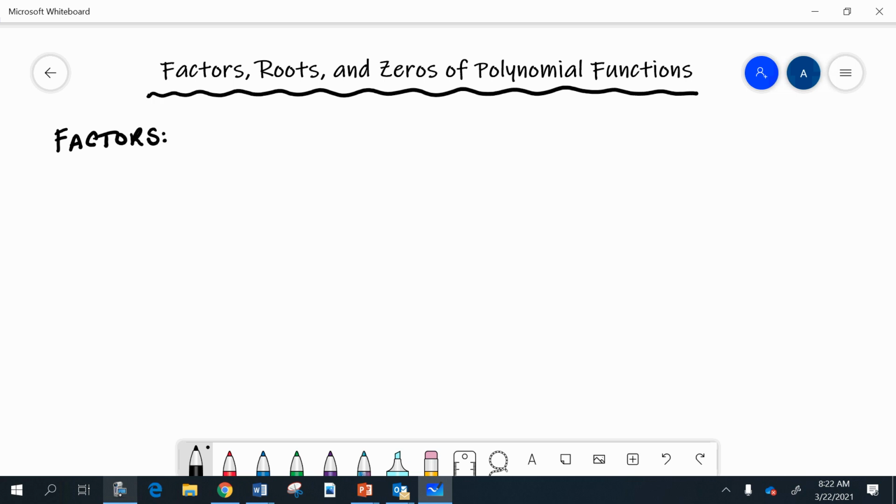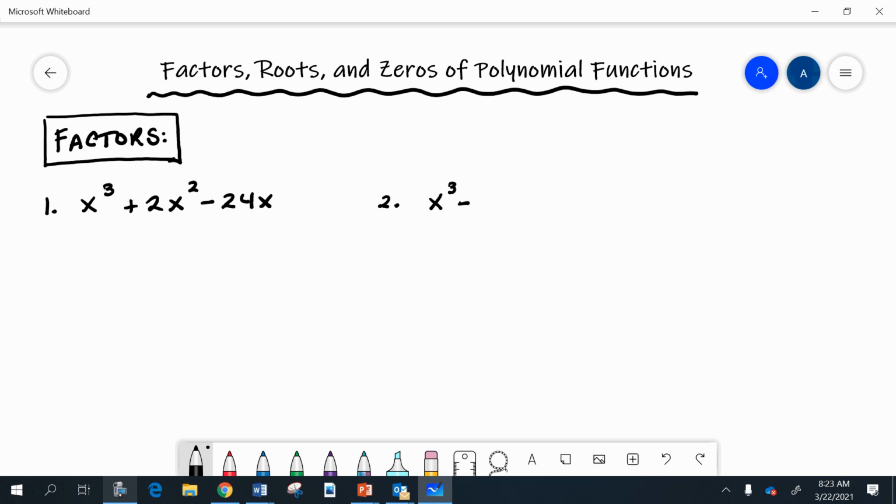Well, the first thing we did is we talked about taking polynomials and writing them in factored form. Okay, so let's talk about what it looks like to be factors. So what I'm going to do here is I'm going to put up 3 problems, and I want you to independently write these polynomials in factored form. Okay, so there's your first one. The second one is x cubed minus 25x, and the third one is 3x squared plus 13x minus 10.